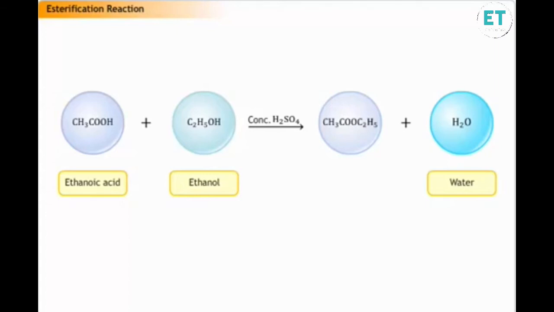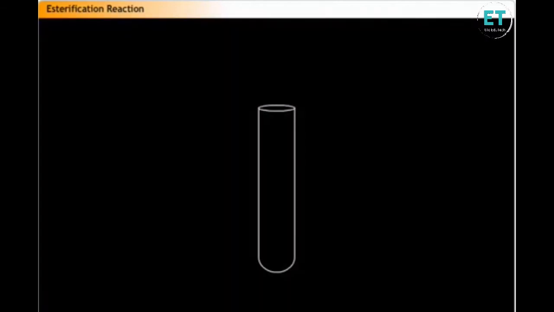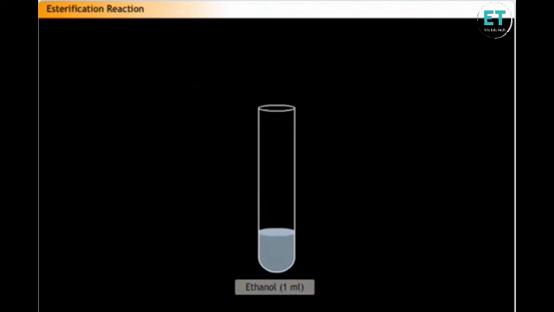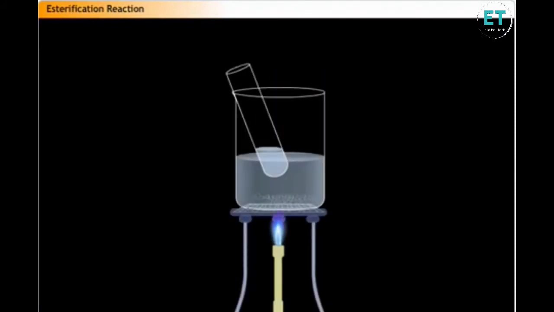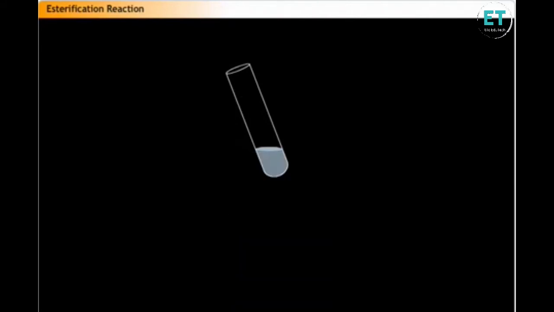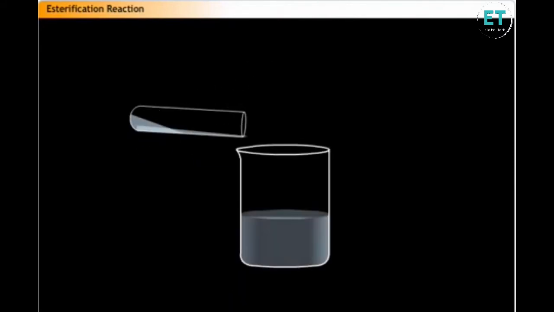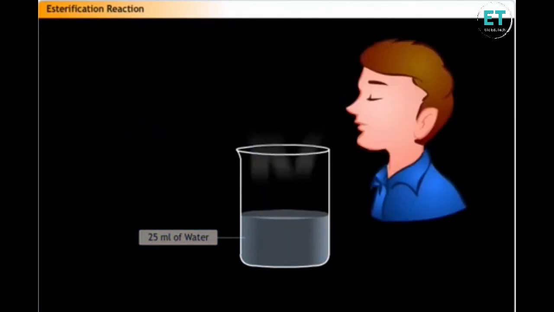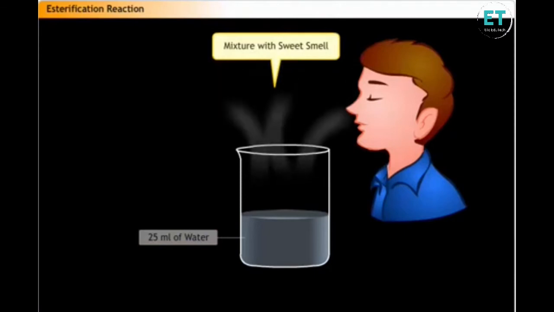Let's perform an experiment. Take a test tube with 1 ml ethanol and 1 ml of glacial acetic acid. Then, add a few drops of sulfuric acid to this solution. Warm this mixture in a water bath for at least 5 minutes. Finally, pour this mixture into a beaker containing 25 ml of water. You will find the resulting mixture will emit a sweet characteristic smell.